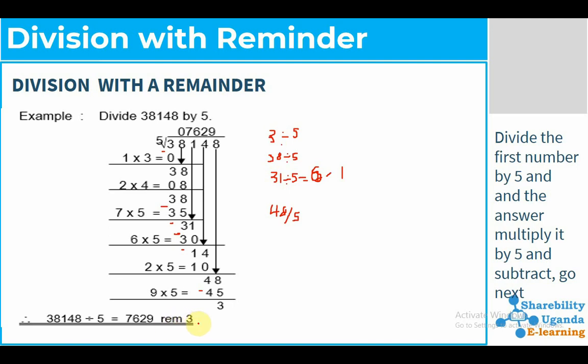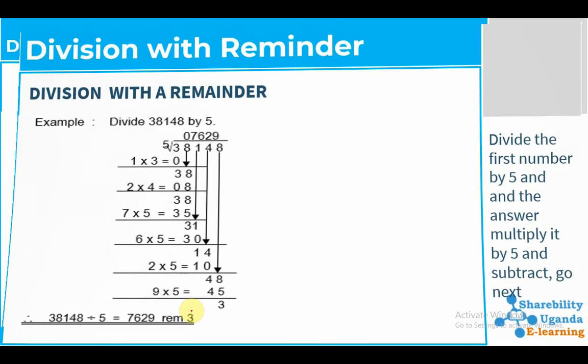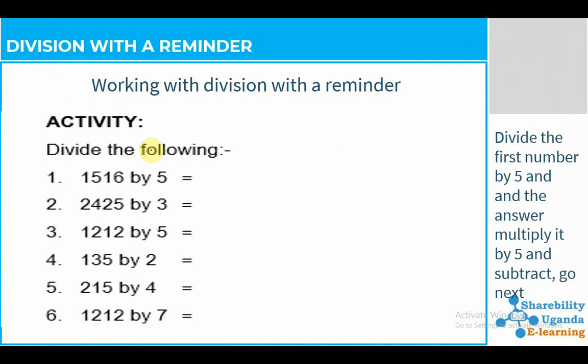So we shall be able to stop from here because they wanted us to find a number with the remainder. We show them that we have remained with the 3. However, this can also be solved, as we shall look down in our numbers. Let's go ahead. Here now we have been given an activity. They are saying 1516 divided by 5. Can we try out this? Anyone who can try this?